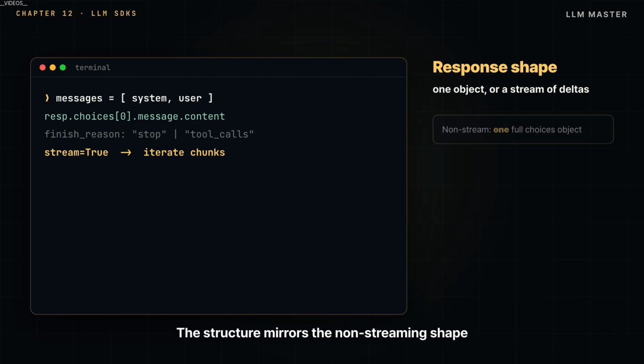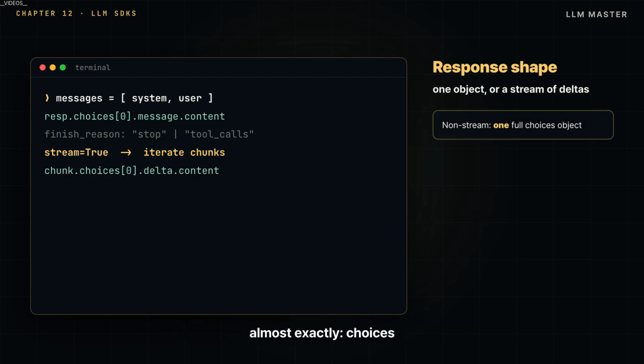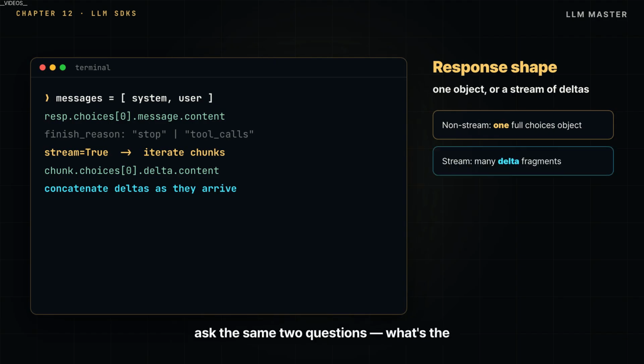The structure mirrors the non-streaming shape almost exactly. Choices index 0, but now delta.content instead of message.content. That symmetry is deliberate, and it's a good mental anchor. When you later meet Anthropic's event-based stream or Gemini's chunk generator, ask the same 2 questions. What's the terminal object, and what's the incremental fragment? And every SDK falls into place.